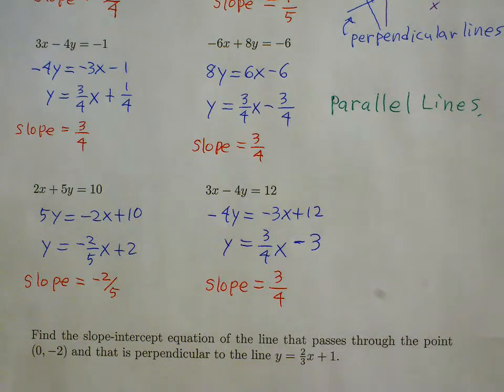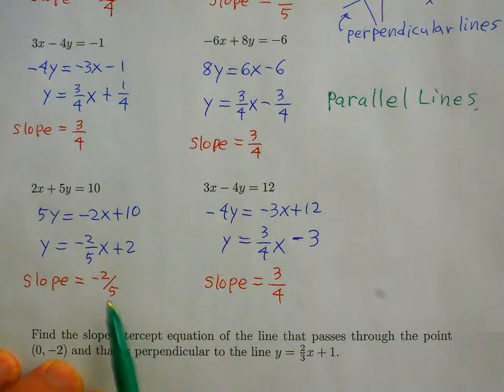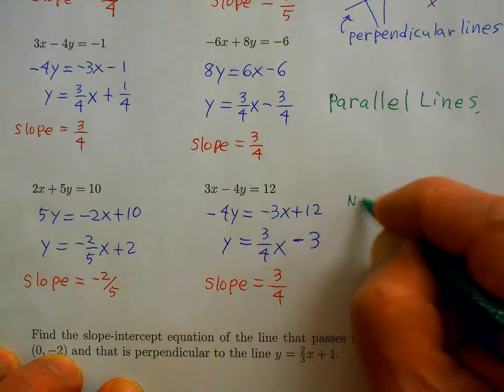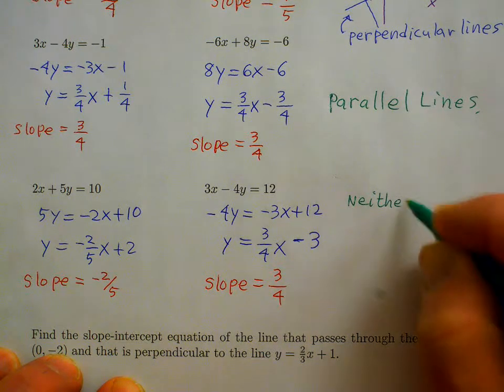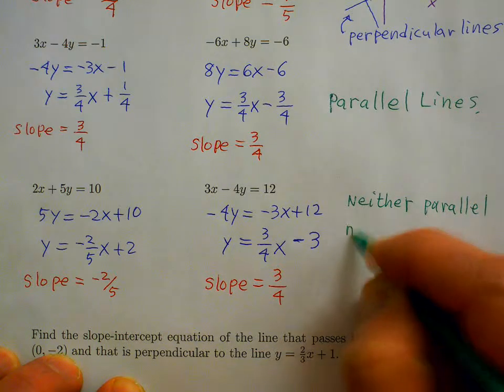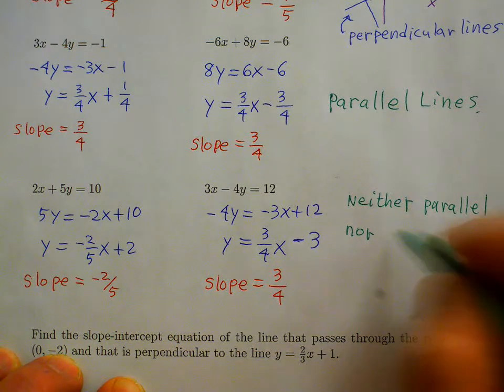Okay, so what do we say? Are the lines parallel, perpendicular, or neither? They are neither because, well, the slopes aren't the same, so they're not parallel. And the slopes are not negative reciprocals. So we say neither parallel nor perpendicular.